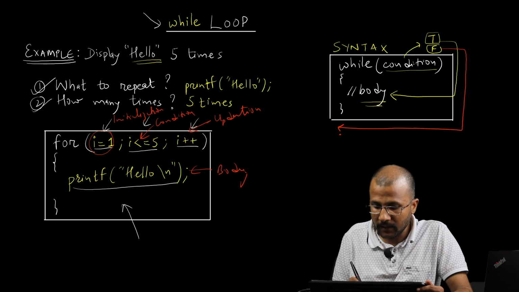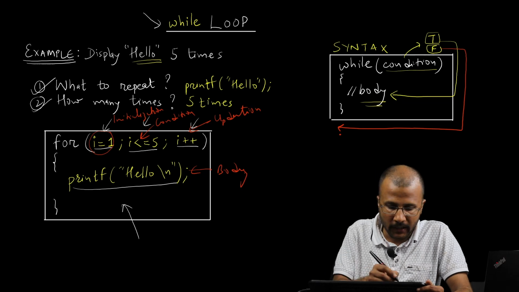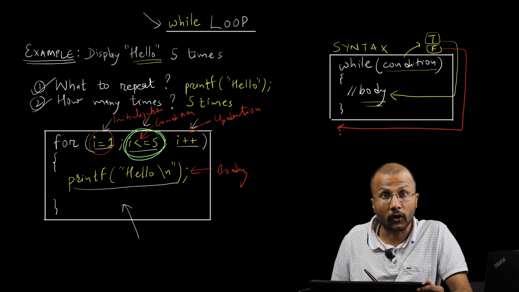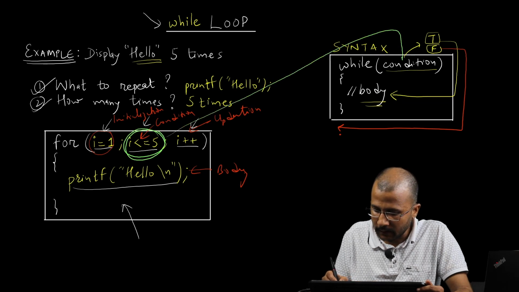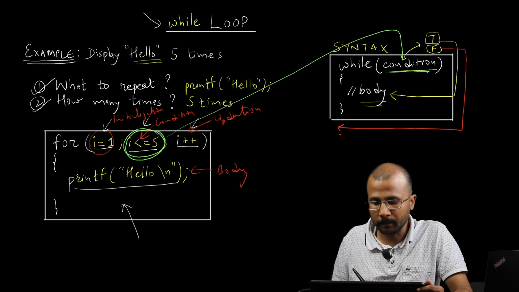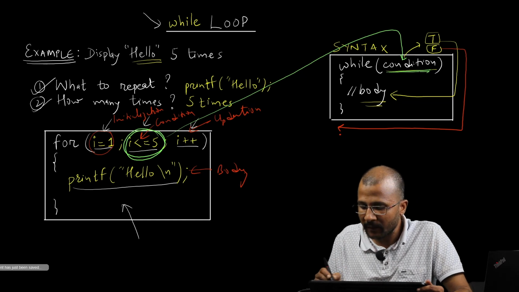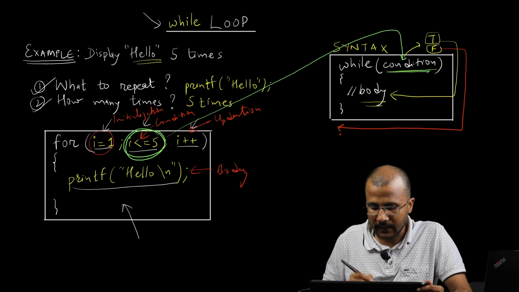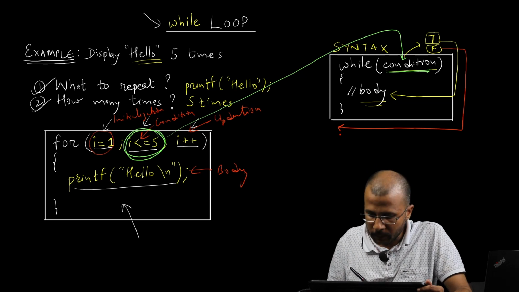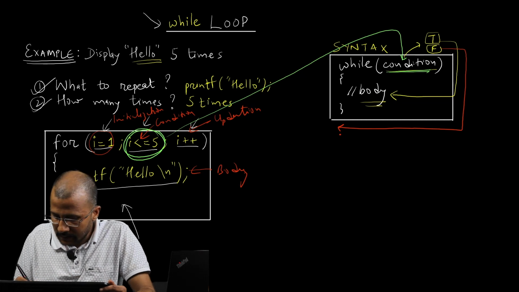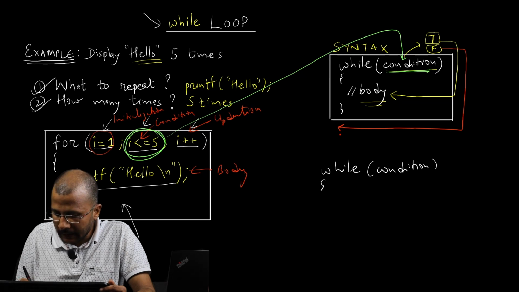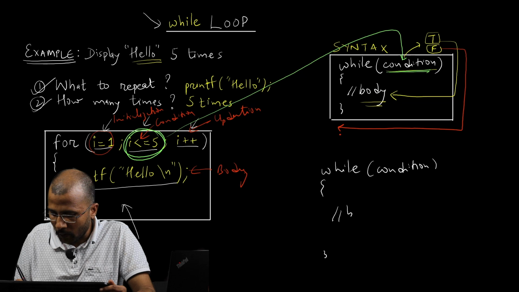Now if I have to compare this for loop with the while loop, what you can see here is that the condition, the second one that we write in the for loop, is available here as the condition in the while loop. And there is no specific place given for inserting the initialization and updation in the while loop. So generally what is done is this. I'm just going to write down here while condition. You give the condition here, and here you write the body of the loop.